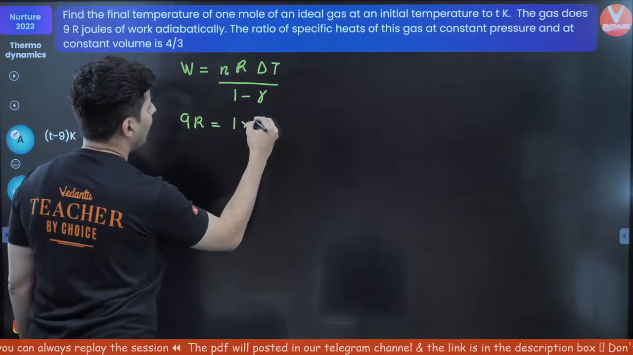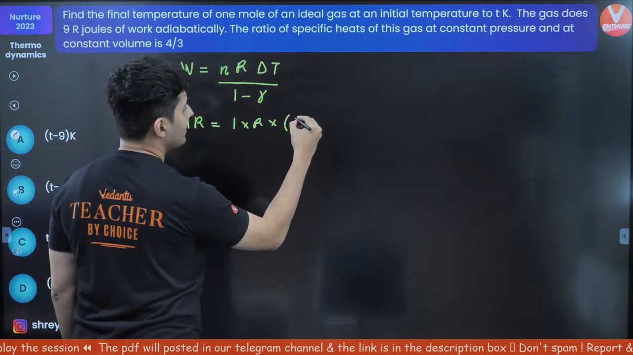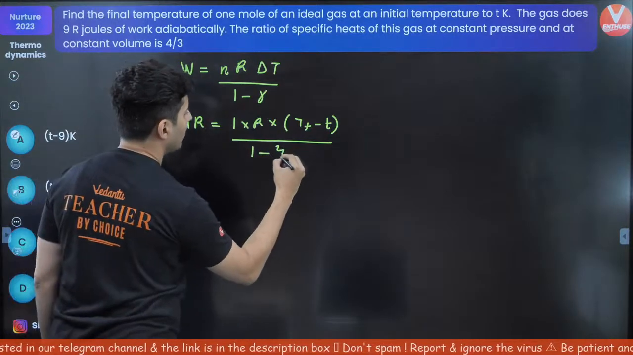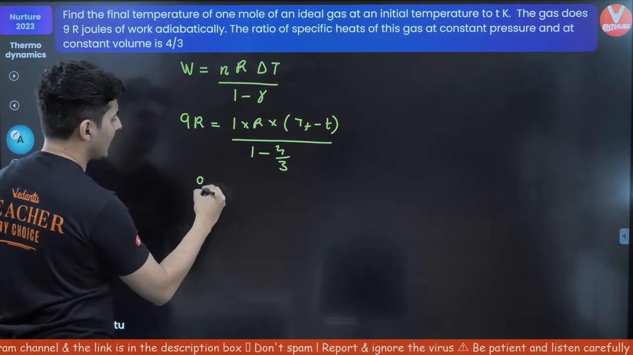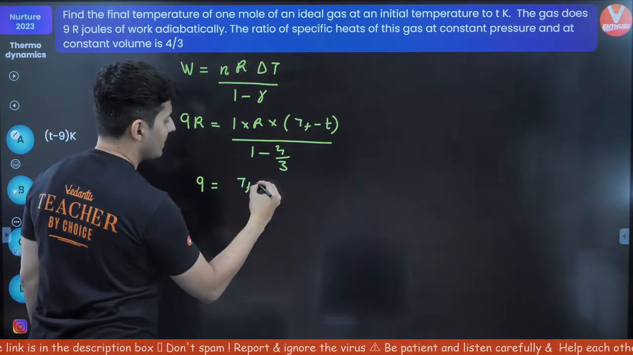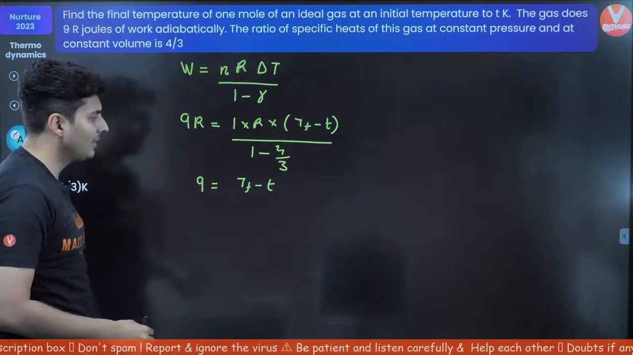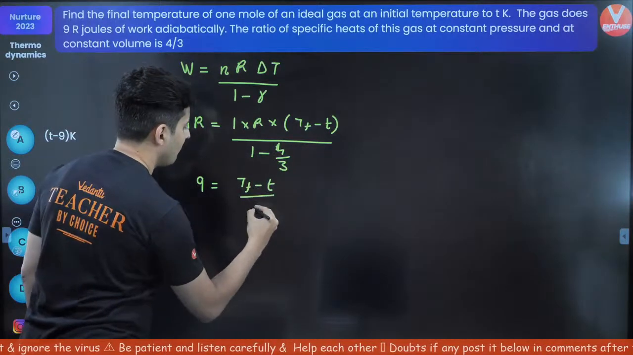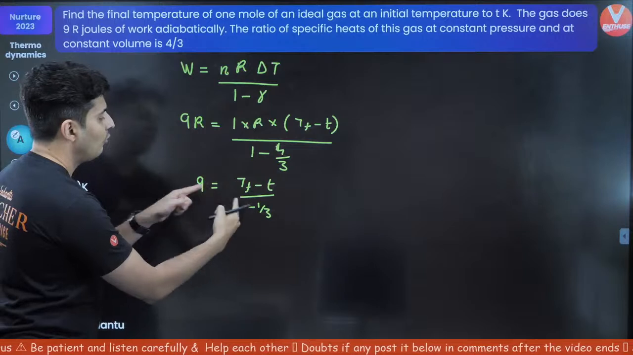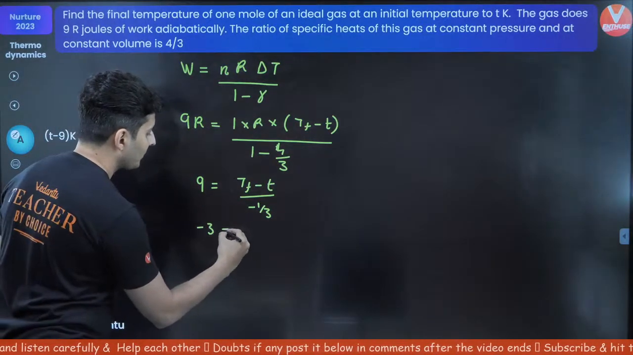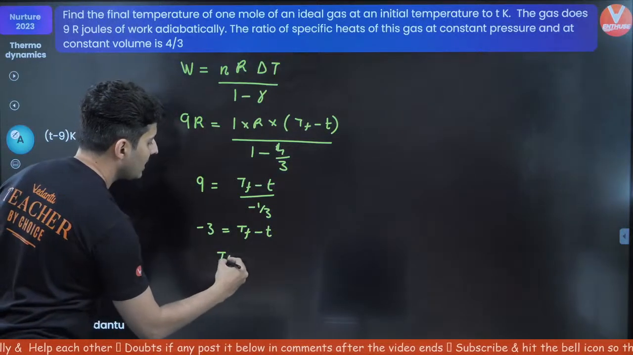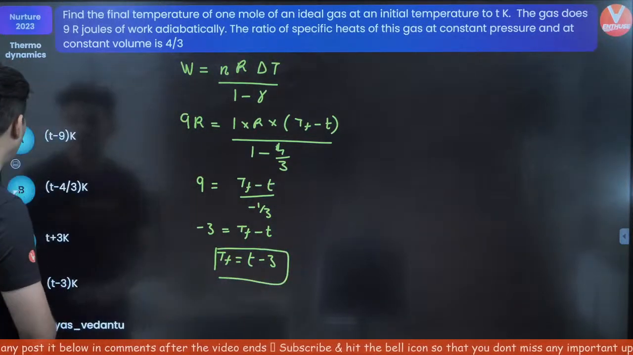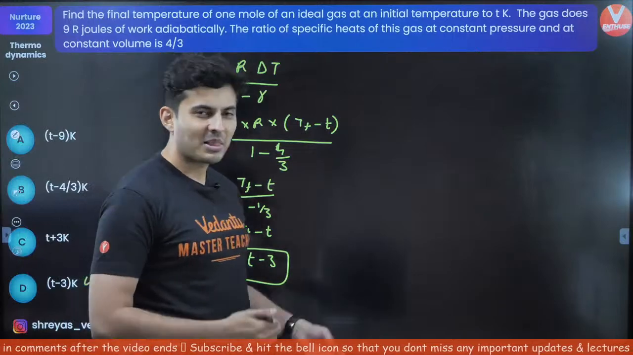N is 1. R, delta T, final minus initial, so TF minus T upon 1 minus gamma. Gamma is 4/3. R cancels, so 9 will be equal to T final minus T, upon 1 minus 4/3. 1 minus 4/3 is minus 1/3, right? So let's put this as minus 1/3. Shift it here. 1/3 into 9 will become 3. So it will become minus 3 is equal to TF minus T. So TF will be, taking that T over here, T minus 3. So that's our final answer, T minus 3. Yes, it is there. 3 Kelvin change.